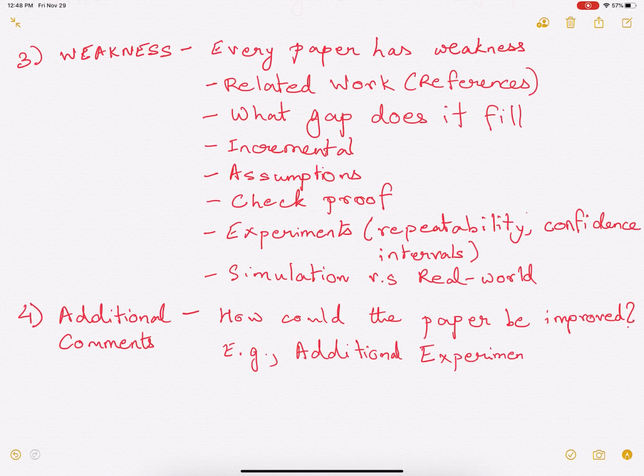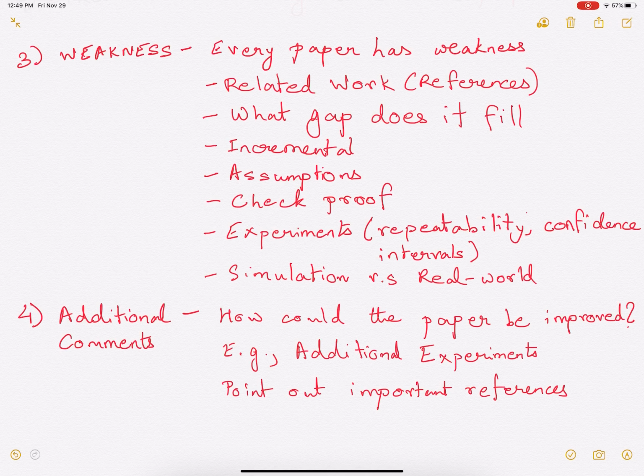You could also, if they have missed out certain references, point out some important references. And moreover, you could give some constructive feedback on some of the assumptions. If they are not realistic, you could point them out and give some constructive feedback on how those assumptions could be strengthened to actually make it practical in the real world. So these are the things that you should consider.